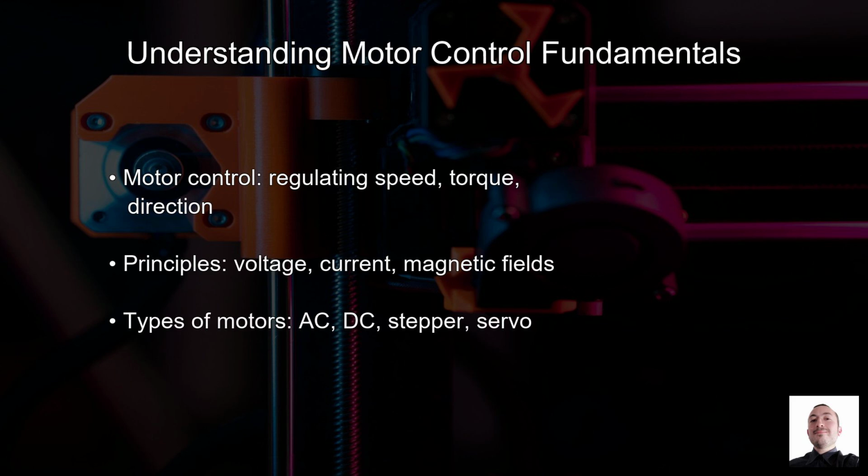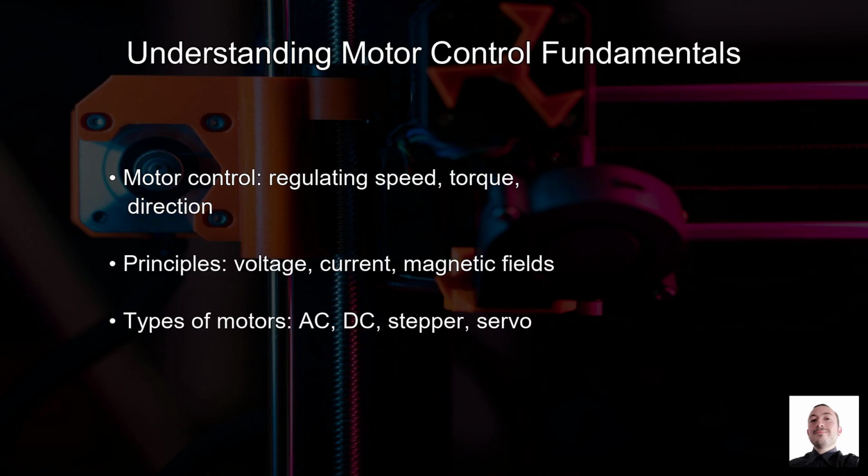Motor control is the cornerstone of automation, enabling precise movement and operation of machinery. At its core, motor control involves regulating the speed, torque, and direction of electric motors. This is crucial because motors are the driving force behind countless industrial and domestic applications.